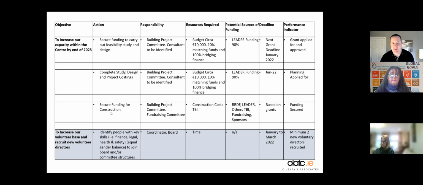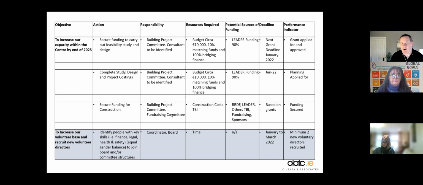Then the next phase is they need to go off and secure funding for the actual construction of the project. So again, who's responsible? The building project committee is responsible. They now need to look at a fundraising committee, because now they're looking at raising substantial money. The first thing they'll do is expand this project committee to include people who are going to be responsible for fundraising. They might be separate groups, but they work hand in hand: these guys will organise and identify the project costs, and this team here will look at where we get the money from.